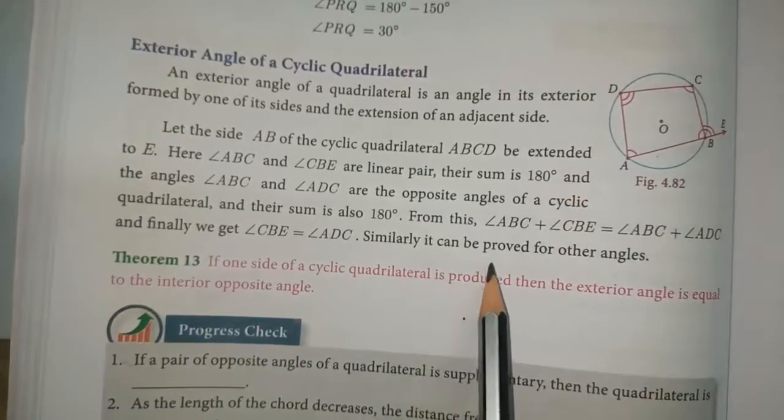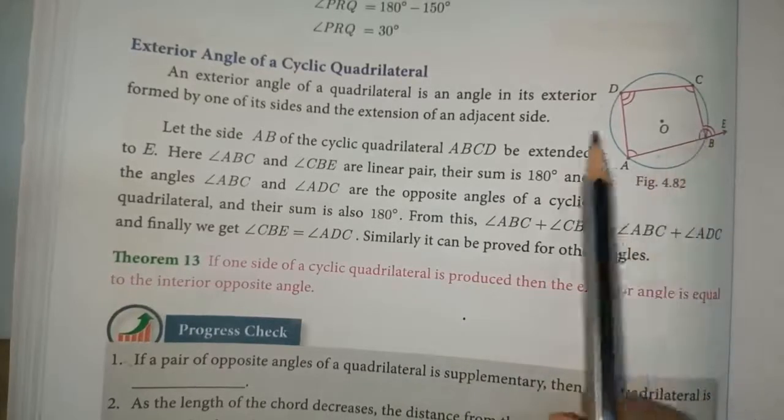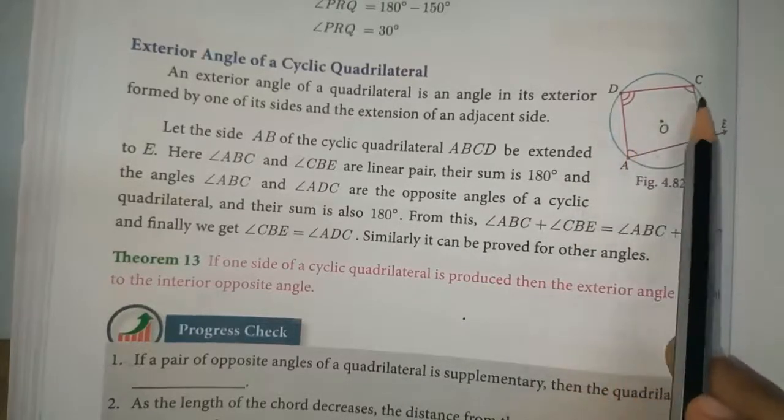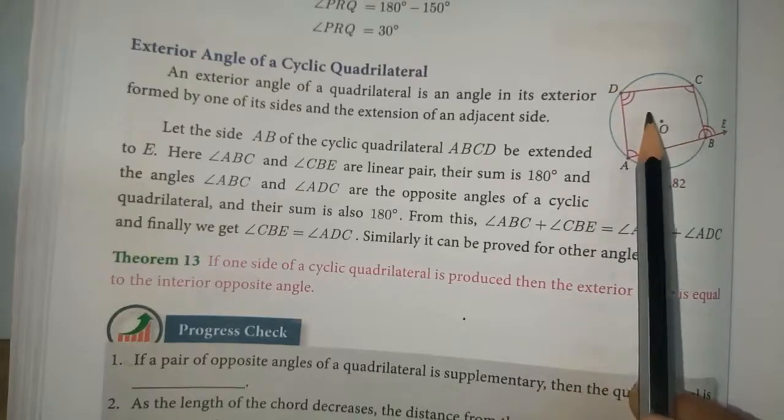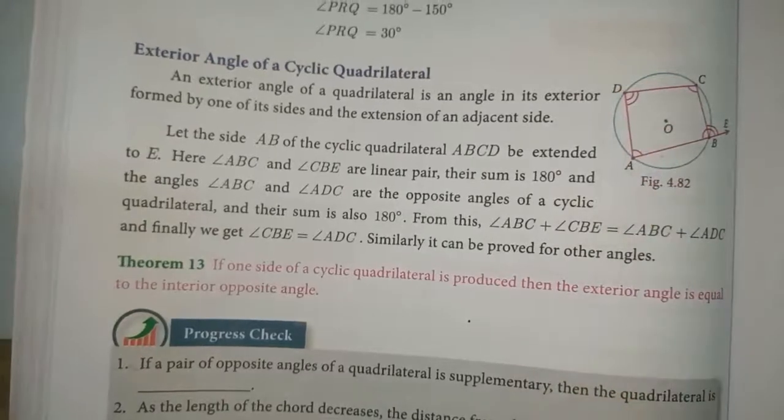So similarly it can be proved for the other angles. In the same way, we can extend the other sides and prove it. So this is what is called the exterior angle of a cyclic quadrilateral.